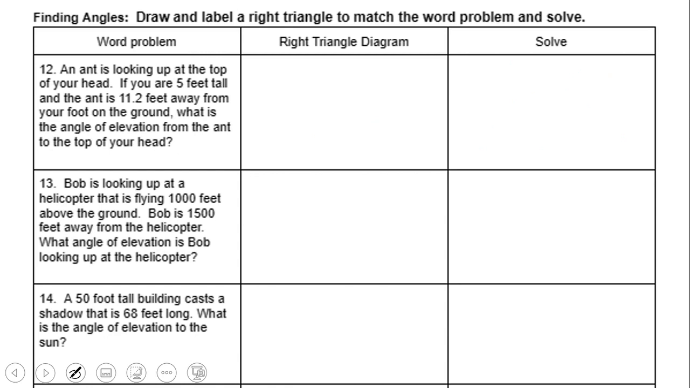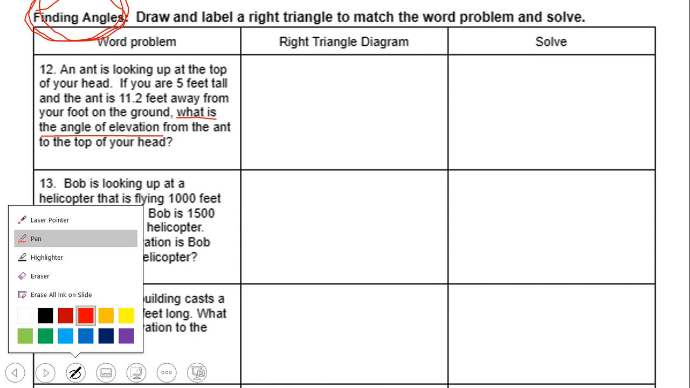It says, an ant is looking up at the top of your head. How the ant can see the top of your head, I don't know, but the ant is looking up at the top of our head. If we are 5 feet tall and the ant is 11.2 feet away from us on the ground, what is the angle of elevation from the ant to the top of your head? So, the question here is, what is the angle of elevation, which tells me that we're going to need to find theta. That's why this section's called finding angles, right?